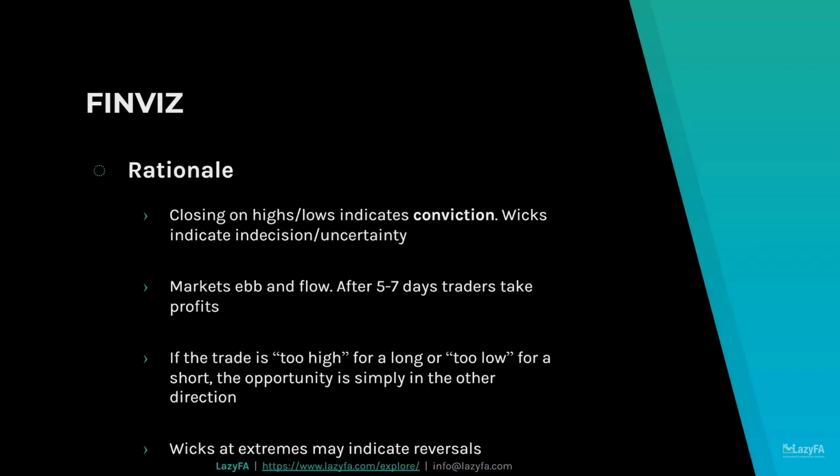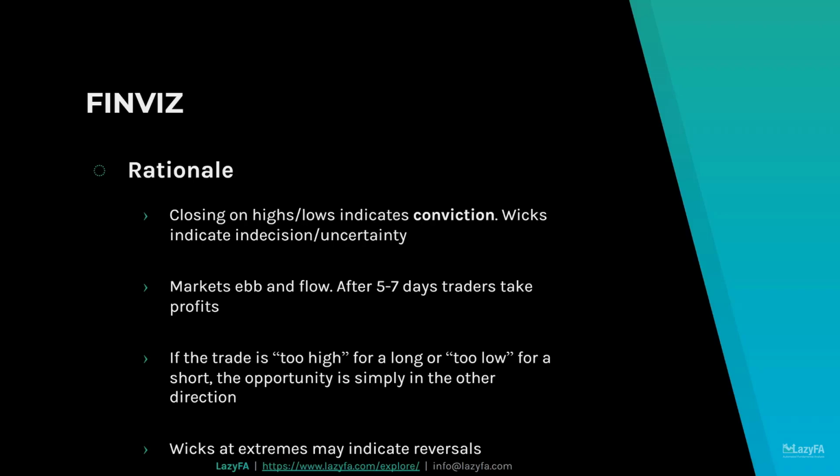So the rationale behind these questions is that when a stock closes on highs or lows, it indicates conviction in the move, right? It means that people are confident and convinced that the stock should either be going up or should be going down. When you have a big wick on the top of the candle, or a big tail at the bottom, it indicates uncertainty or indecision, because in order to form that candlestick, the stock had to go up a lot and then fade off at the end of the day, or it had to drop a lot and then bounce at the end of the day, in order to form those big wicks on the top or the bottom.